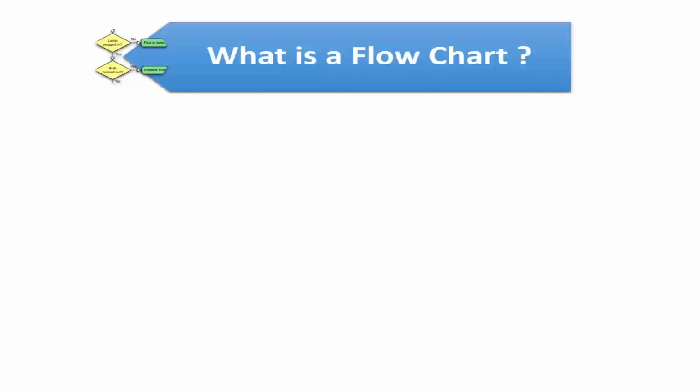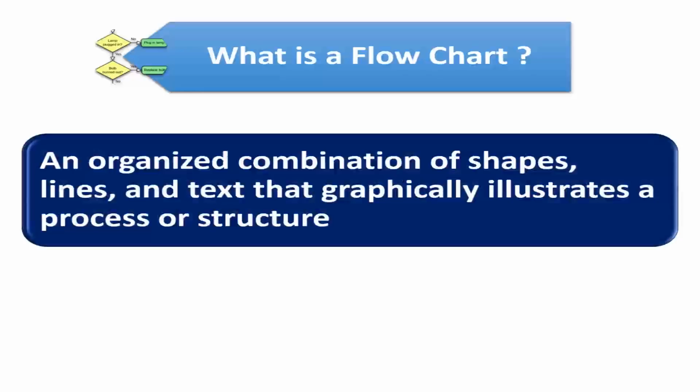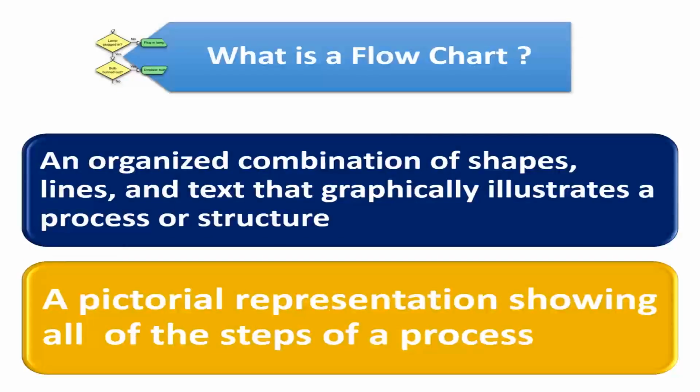A flowchart is an organized combination of shapes, lines, and text that graphically illustrates a process or structure. Or in simple terms, it is a pictorial representation showing all of the steps of a process. Now, a simple question can arise: what is a flowchart used for?